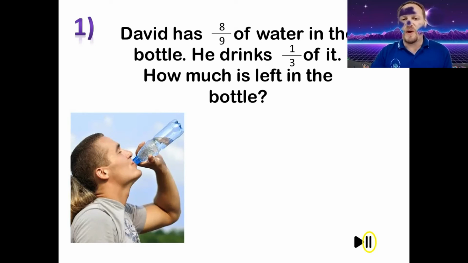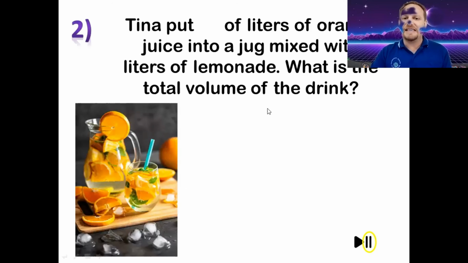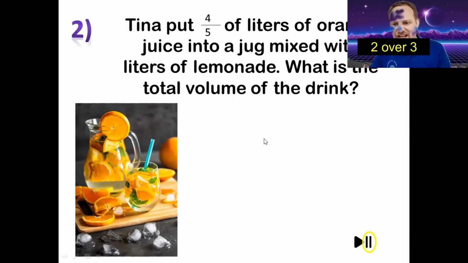Good. Question 2. Tina put 4/5 liters of orange juice into a jug, mixed with of the drink. Again, the key word could be the word total, right? That means altogether, doesn't it? And your sentence answer, you should write the word liters in it. Press pause.